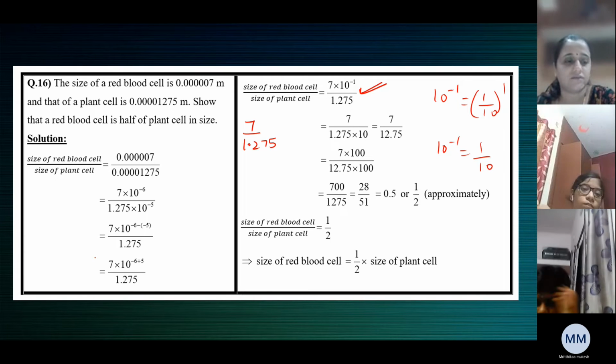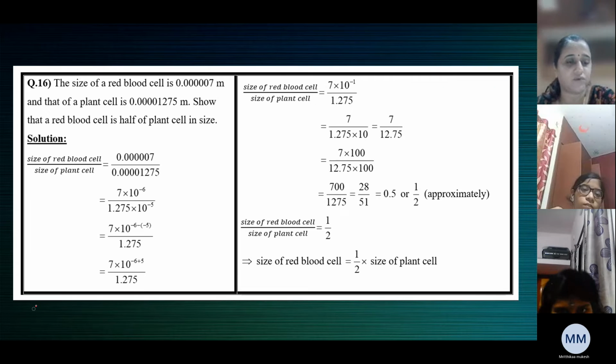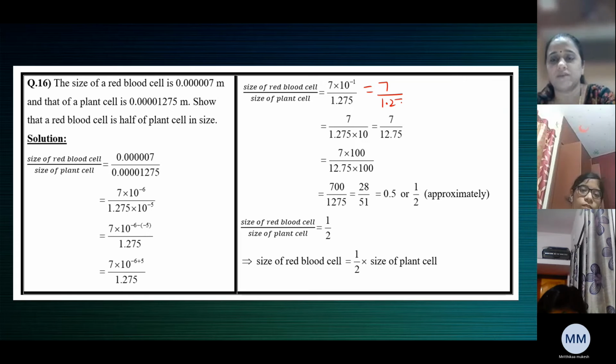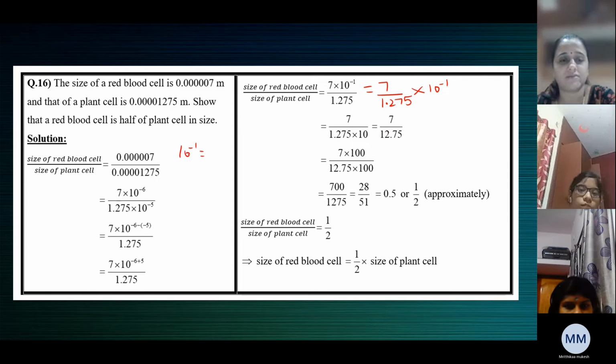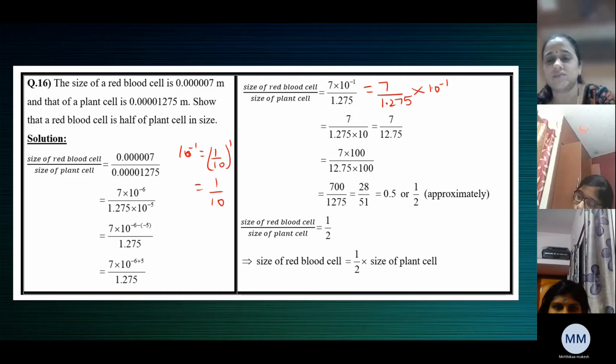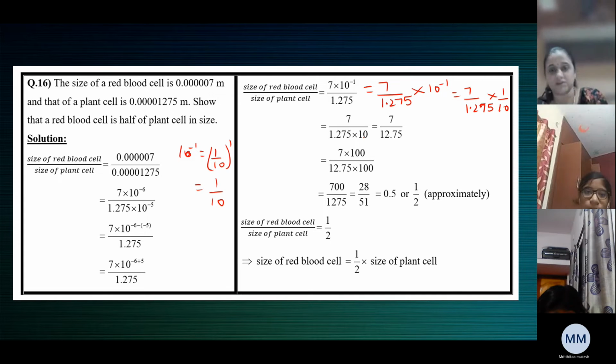It's like 7 by 1.275. One minute, let me write it like this for you. So this is nothing but 7 by 1.275 into 10 to the power minus 1. Now what is 10 to the power minus 1? Reciprocal of the base, 1 by 10. Negative of the power, 1. So this is nothing but 7 by 1.275 into 1 by 10. That's what I've written here. The 10 comes to the denominator. You understand? All of you?